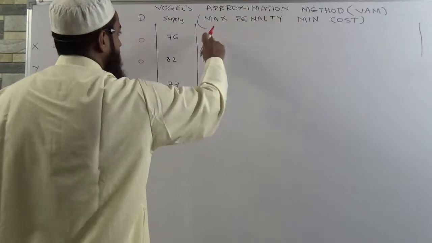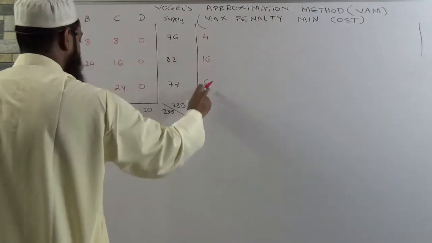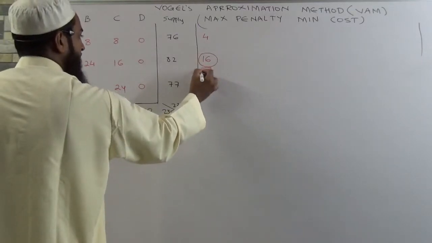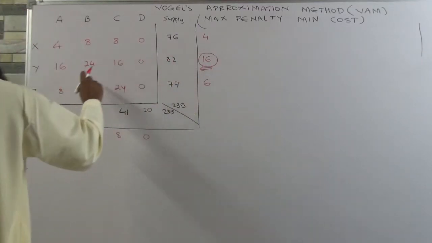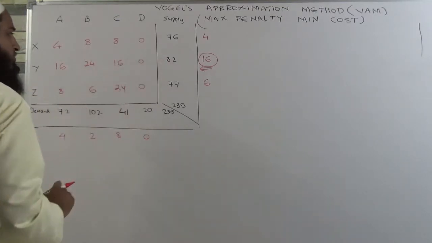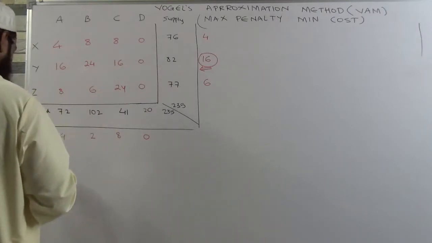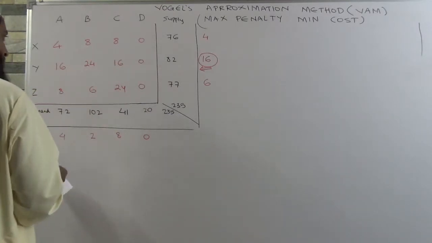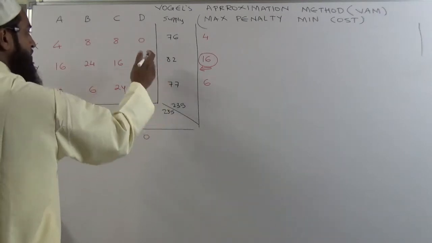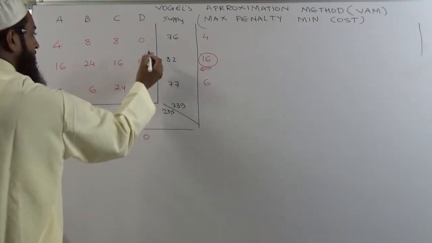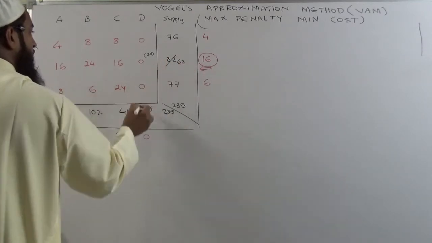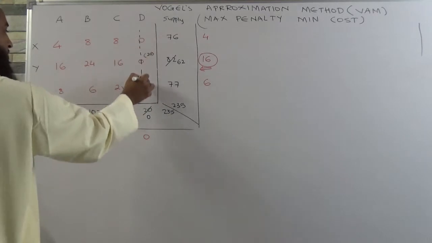Max penalty, min cost. Which is the max penalty from here? 4, 16, 6, 0, 8, 2, 6, 16. Highlight this and now come inside the table and find the minimum cost. Minimum cost is 0. So 20 and 82. How much will you adjust over here? You will adjust 20. So you allot 20 over here, whichever is lower. 20 and 82, whichever is lower, you will allot. So 20 will be allotted over here. This becomes 0. Balance is 62. Whatever becomes 0 should be cancelled out.